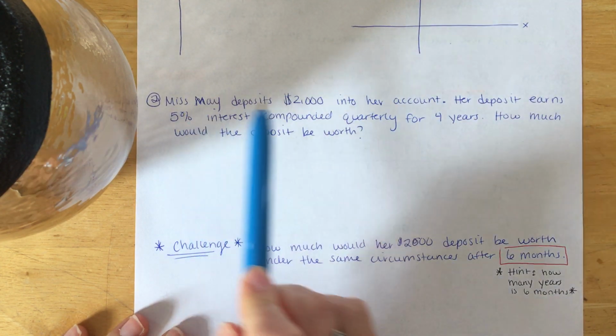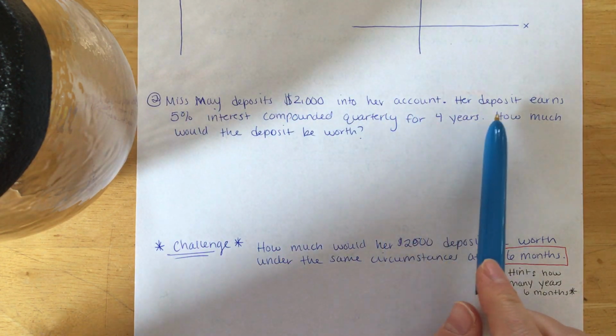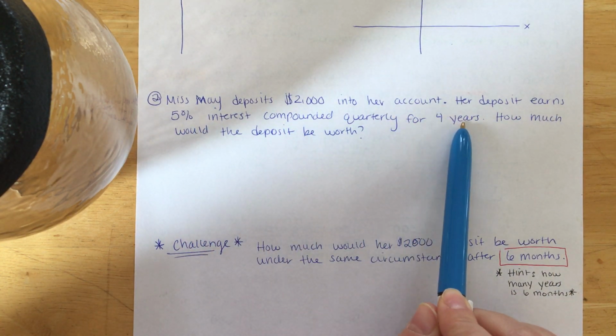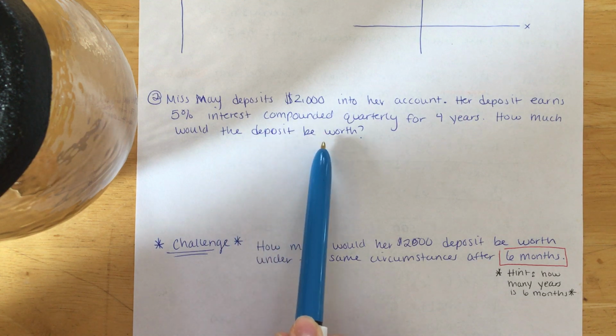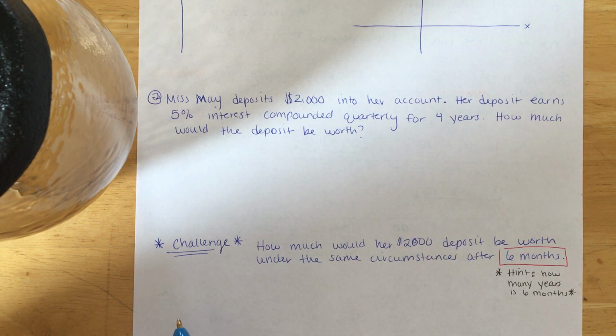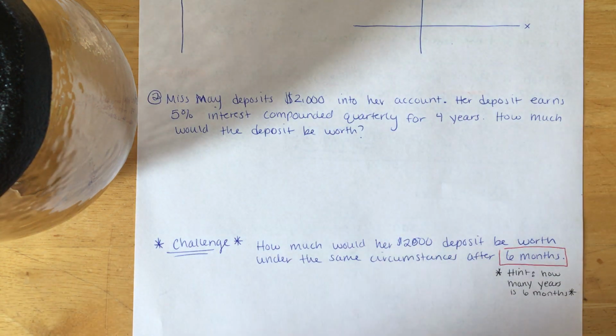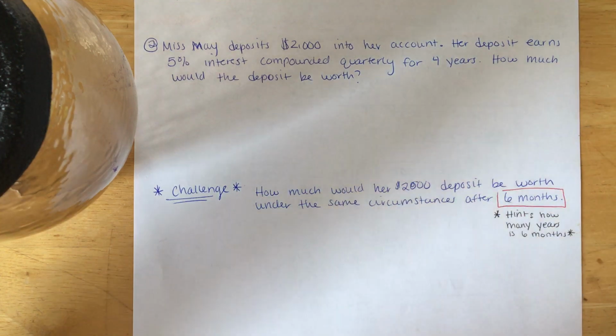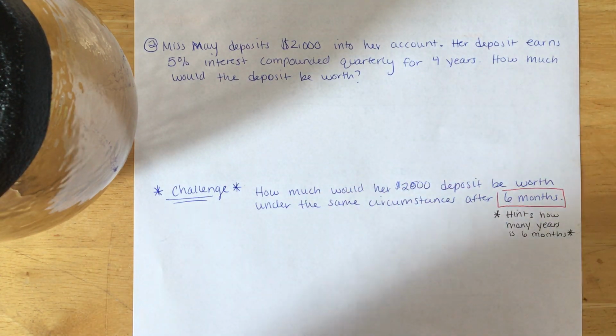It says Miss May deposits $2,000 into her account. Her deposit earns 5% interest compounded quarterly for 4 years. How much would the deposit be worth? So that's after 4 years, okay? And then here's the challenge. I want you guys to think about this one. And I want you to do your best and correct it on Friday.